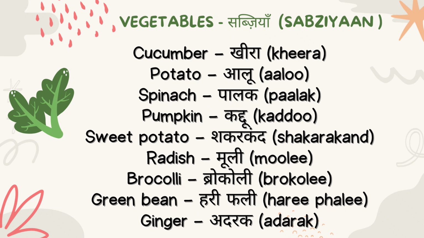Cucumber, kheera. Potato, aloo. Spinach, palak. Pumpkin, kaddu. Sweet potato, shakarkand. Radish, mooli. Broccoli, broccoli. Green bean, hari phali. Ginger, adrak.